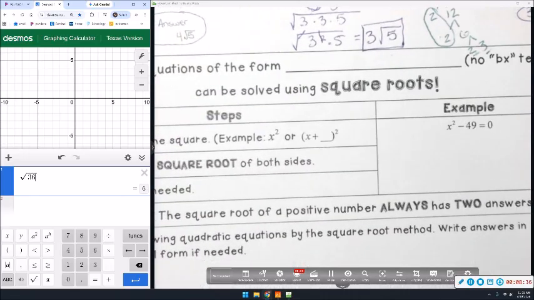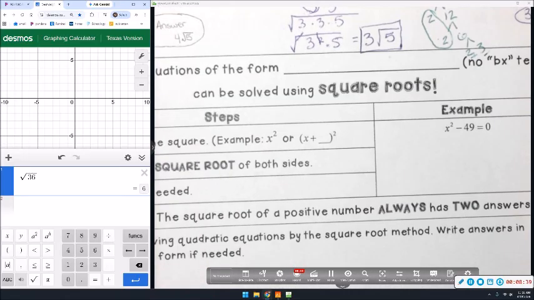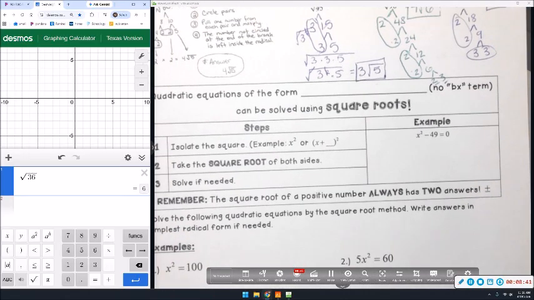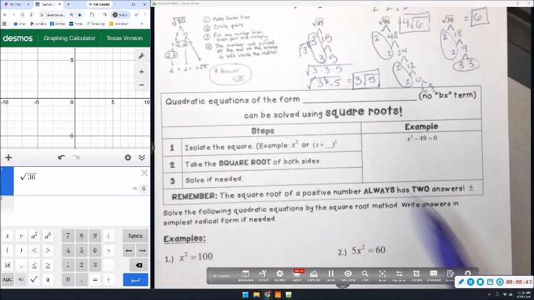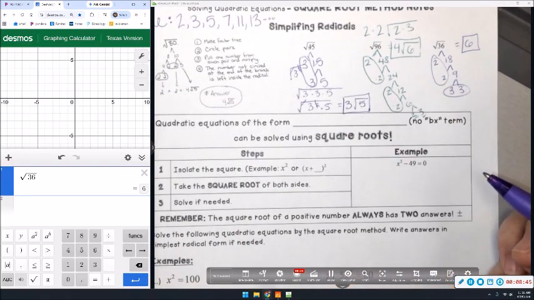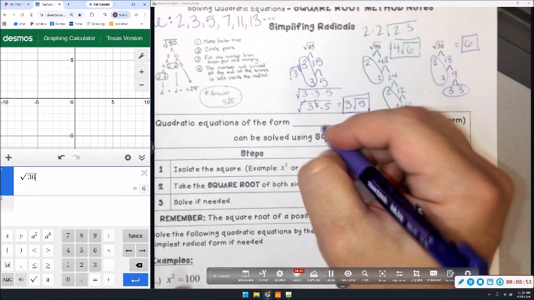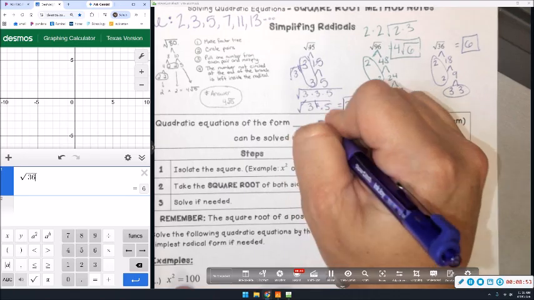Okay, so knowing that about the factor tree and how to simplify a radical, we're going to go into actually solving with the square root method. Ooh, wrong button. Okay, so quadratics of the form. So what I want you to realize is to do this, you have to be able to have something squared. So we can't have just an x, which means the b term. So the only equations that you can do this on are when they're missing the b term.